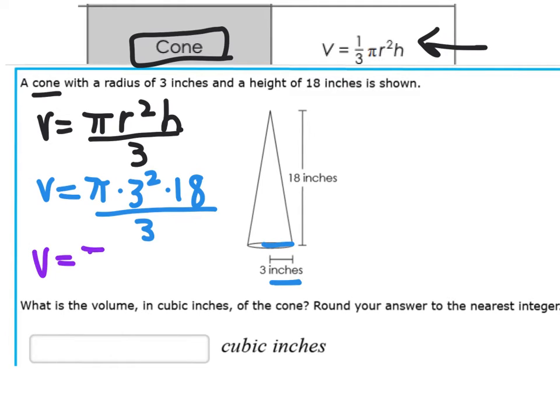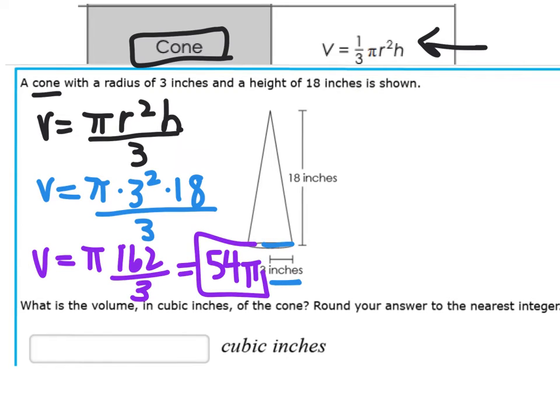So if I saved my pi for last and I did pi times... let's see, 9 times 18 is 162, and then divide that by 3. We're going to get 54 pi. So this could be a possible answer, 54 pi. Or we can go ahead and do 54 times 3.14.